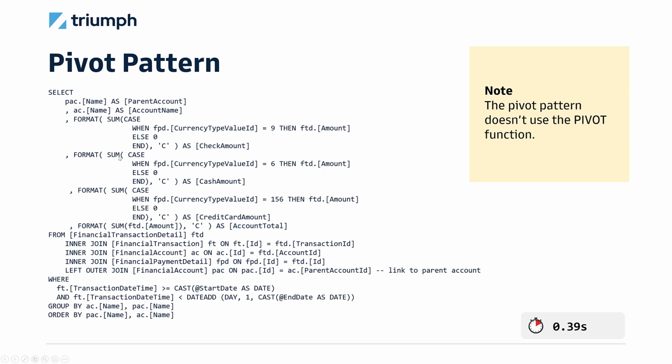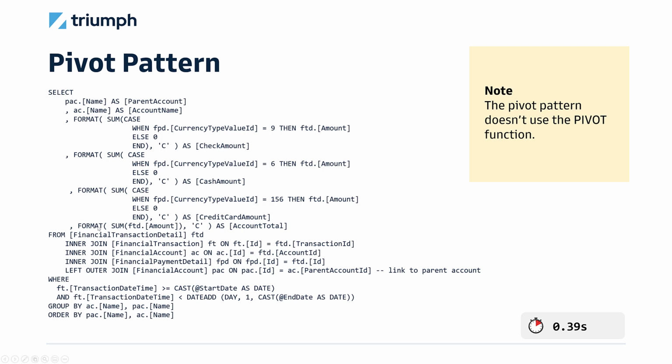And then we do the same thing. We're saying do the same thing, but this time if the currency type value is 6, consider it for the sum, otherwise it's 0. And that's to get our cash amount. And the exact same thing again for the credit card. So basically what this does is it provides a little bit of a dynamic sum, where we're only going to sum the values when the currency type is what we want.